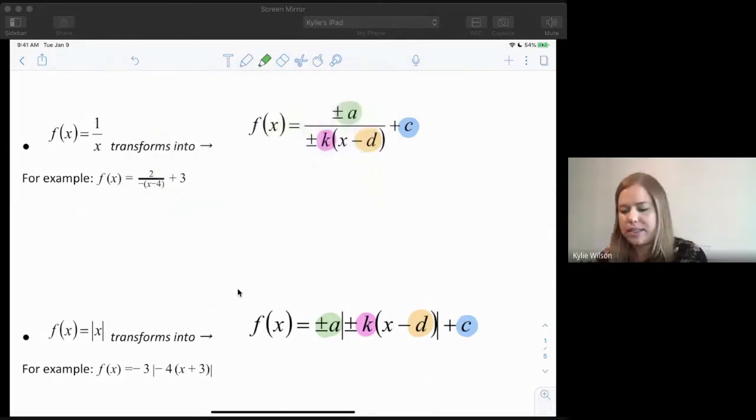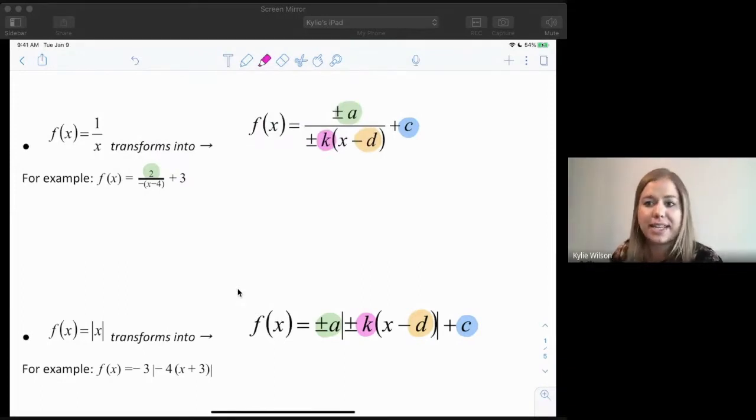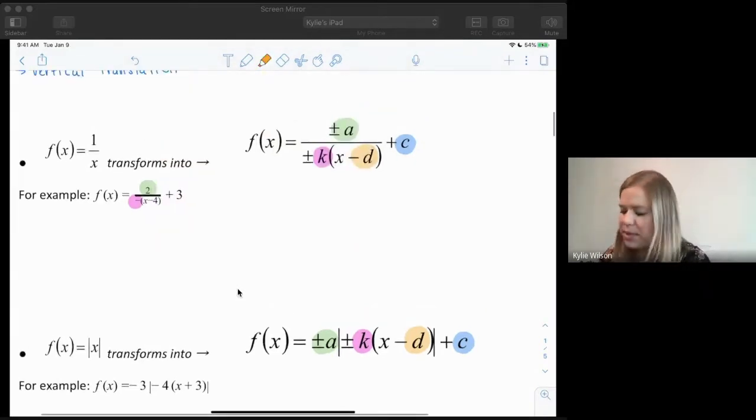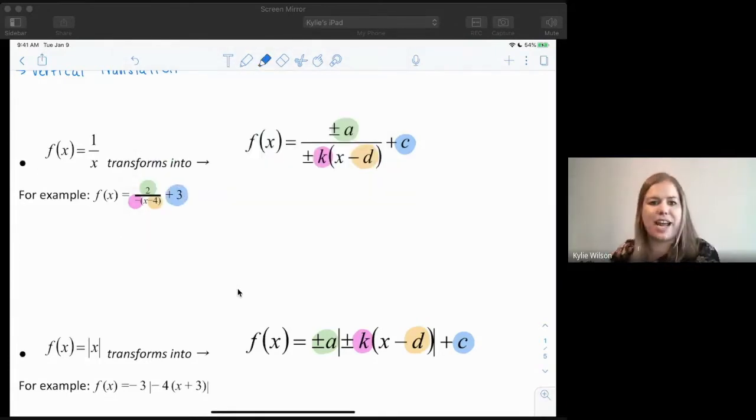So to start, my a is always just living in the numerator by itself. So there it is. Next is k, and k is in front of the brackets in the denominator. So I have this little negative here. That would be my k. Next is d. So d would be in the brackets in the denominator. So there it is, -4. And finally, my c is just tacked on at the end, and it's at -3.